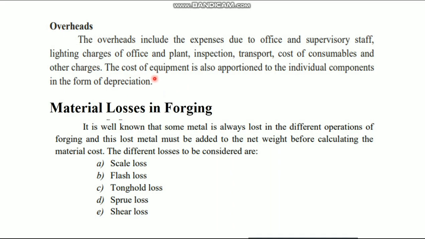Then the second topic is material losses in forging. In the forging shop, some material will be lost. While calculating the material cost of the product, we have to consider the loss also. These are the main losses that occur in the forging shop: scale loss, flash loss, tongue hold loss, sprue loss, and shear loss.